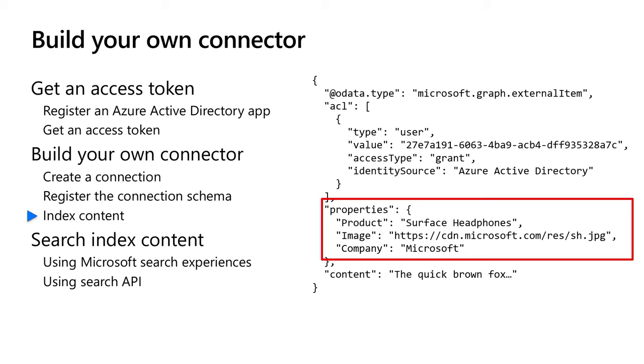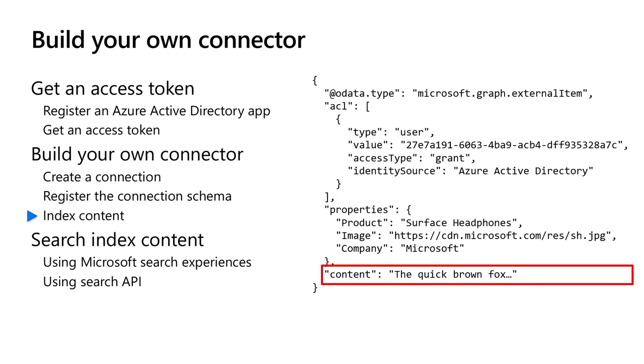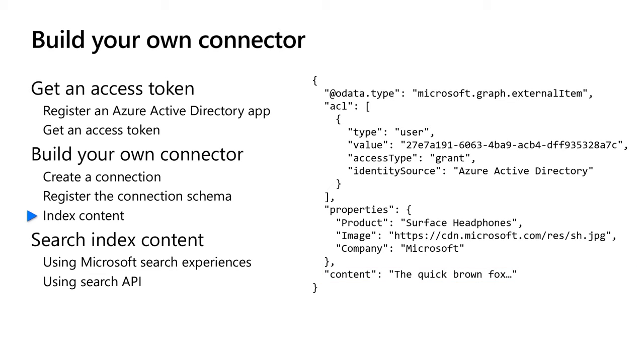The next section is the properties. You remember the properties that we registered in the previous step? These are the same properties for which I'm feeding the values here. And finally, if you have any bulk textual content, you can include that along with the content section. So let's see how to use the API to index the content.